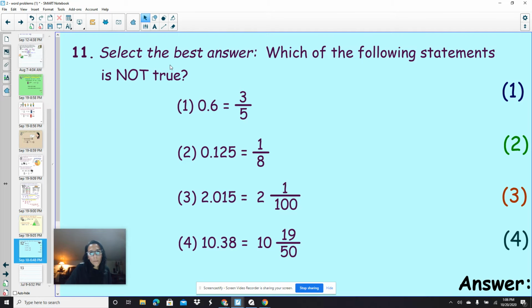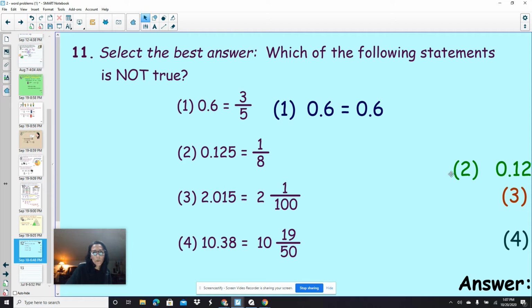Last but not least, select the best answer. Which of the following statements is not true? So let's just go through these and do each of them. Is this true? Is 0.6 3/5? Well, 3 divided by 5 is 0.6. So this is true. 0.6 does equal 0.6. I could have changed this decimal to 6/10 and then reduced it to 3/5.